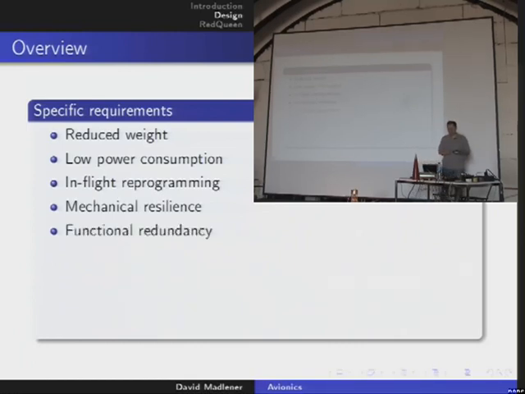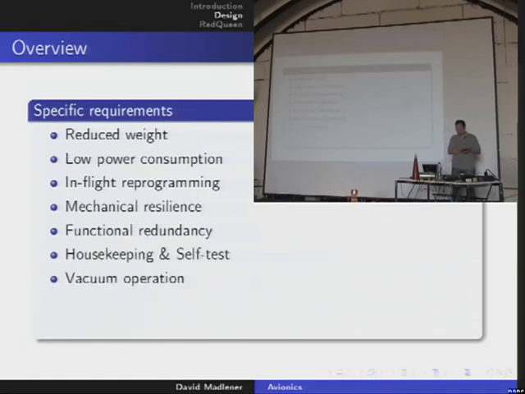And as I said before, it has to be functionally redundant. So as you use several power buses, you will have several devices that have the same equal work to do. So they work in tandem, in parallel, and if some system fails, then maybe the other one can take over. So there's housekeeping and self-test, again, as I said, and very dangerous vacuum operation.